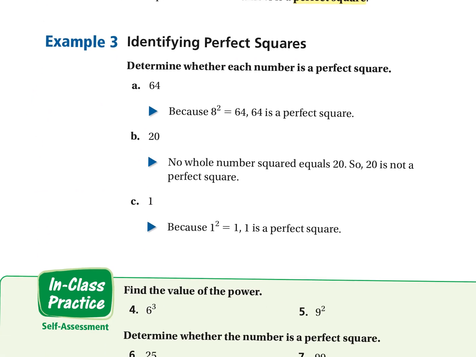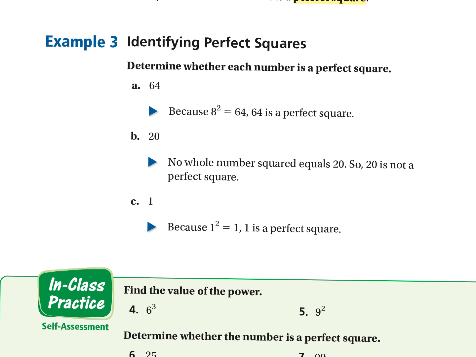Okay, example 3. We're determining whether each number is a perfect square. A, 64. Yes, because what makes 64? 8 times 8. 8 and 8. They are a perfect square. Picture that visually. If I have an 8 by 8 square, it's a perfect square because the sides are the same. The dimensions are the same.